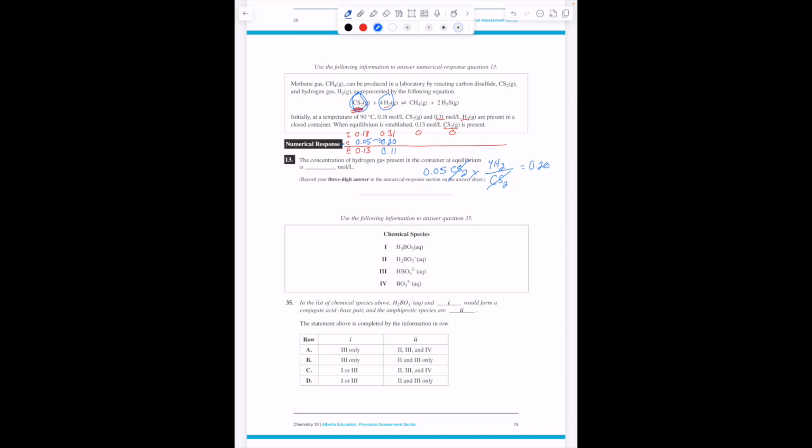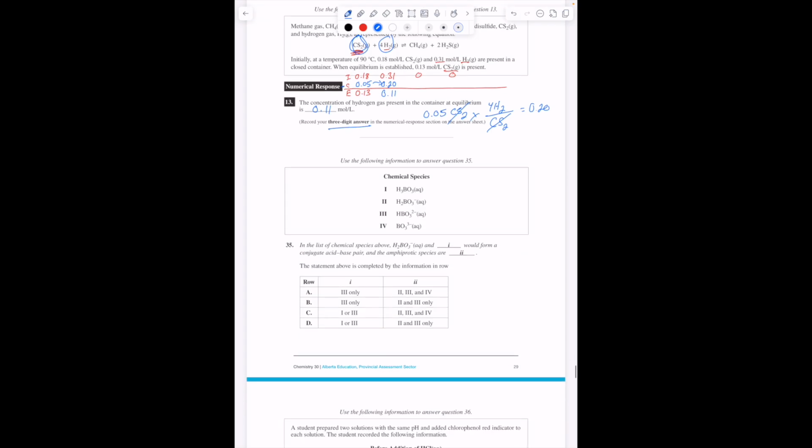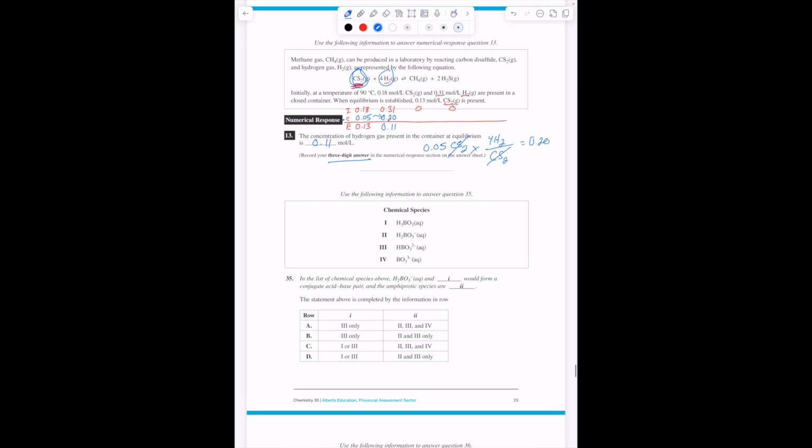And that is my answer, 0.11. Okay, number 35. What do they want here? H2BO3 negative would form a conjugate acid-base pair with 3 or 1 and 3. All right.